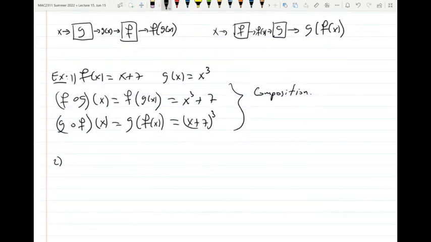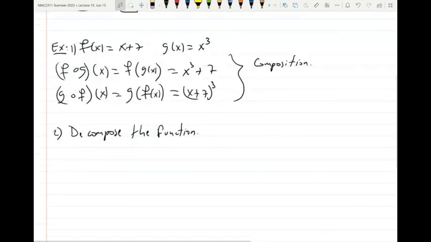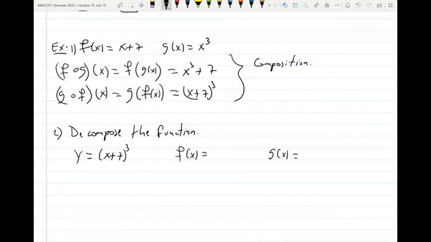Now, example number 2, decompose the function. So it's doing this problem backwards. So if I give you the function y equals (x plus 7) cubed, I want you to tell me an f, and I want you to tell me a g. Now, typically, by f, I will mean the outside function. In other words, you want to think of this as being f of g of x. But this is all you have. Your job is to tell me what is f and what is g. So doing it backwards. Okay, that's what we're going to be doing now.